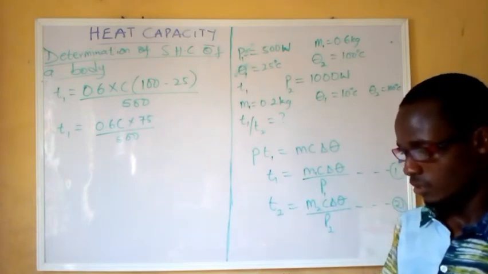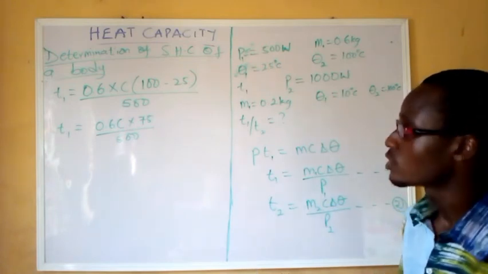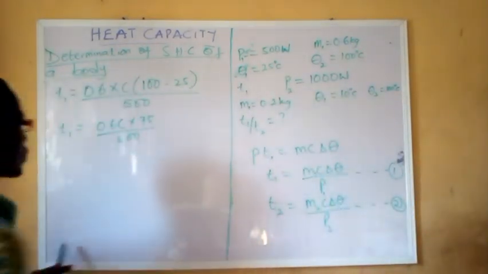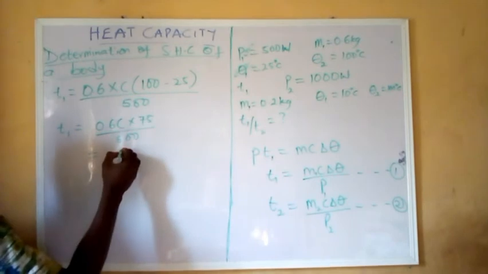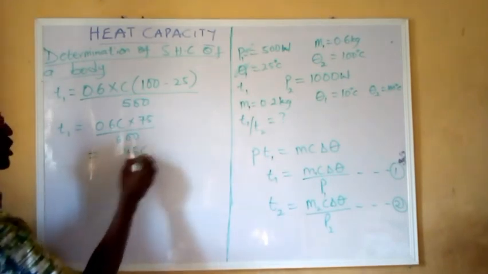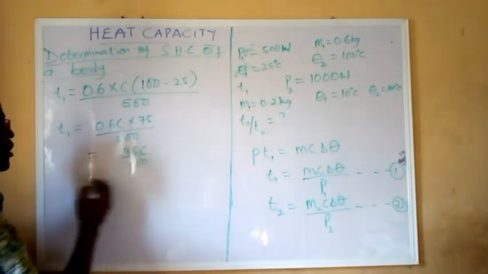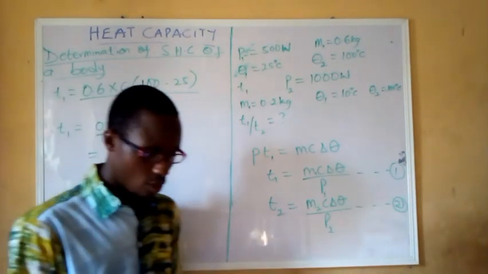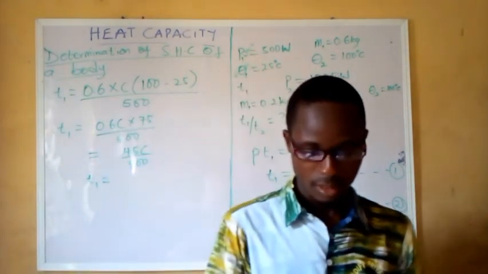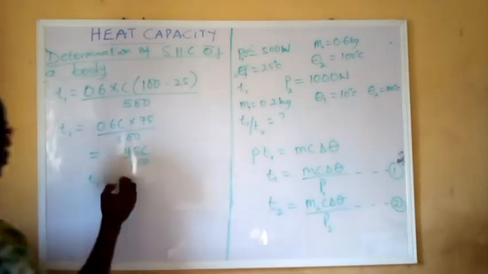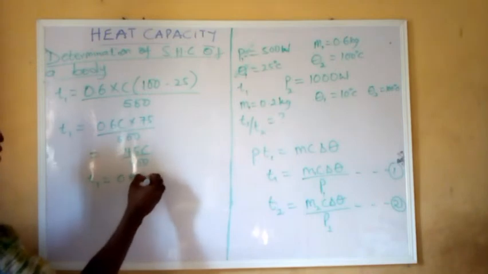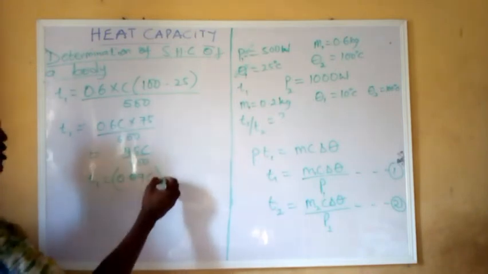0.6 times 75. So that gives us 45. So we have 45 C all over 500. So T1 is going to give us 45 all over 500. So that's 0.09. So T1 is 0.09 C. Don't forget the unit of time is seconds.